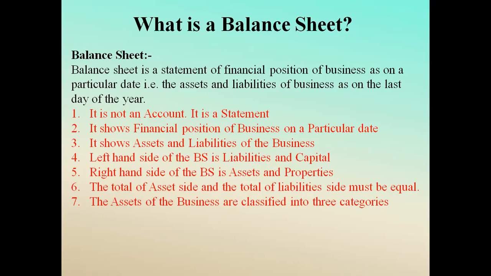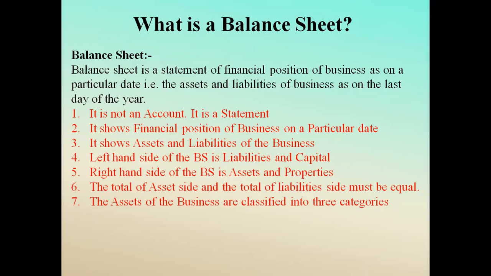Fourth, left hand side of the balance sheet is a liability and capital. So on the left hand side will appear the liabilities and the capital of all partners, and on the right hand side of the balance sheet will appear the assets and properties of the owners and the partners. Sixth point, the total of assets and the total of liability must be equal. So whatever appears on the left hand side will equally appear on the right hand side.